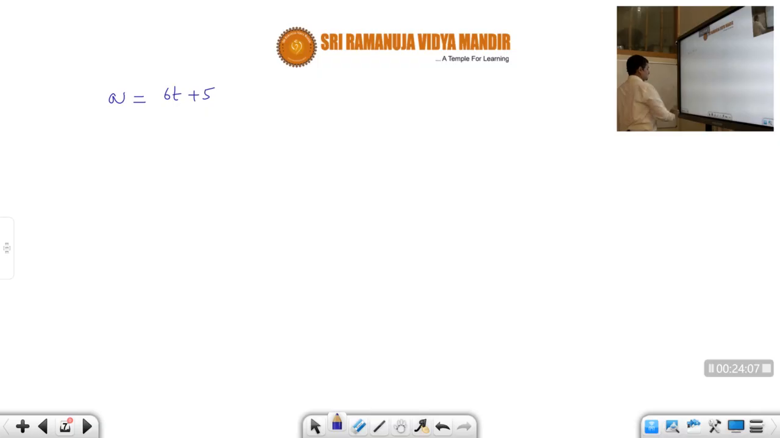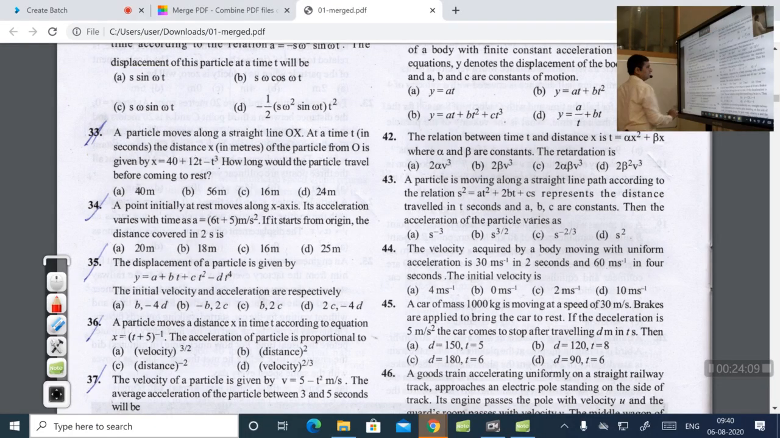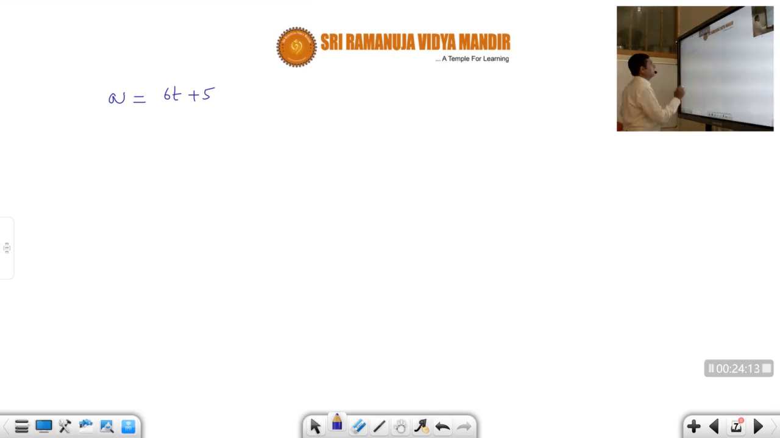Now they are asking the distance covered in 2 seconds. Okay, so for that we need to calculate what, students? First velocity, and from velocity we have to calculate displacement or distance, because as long as the body is traveling in a straight line, distance and displacement are both one and the same. So x, v and a. Now a is given. Now we need to calculate first velocity, and from velocity we need to calculate distance or displacement.